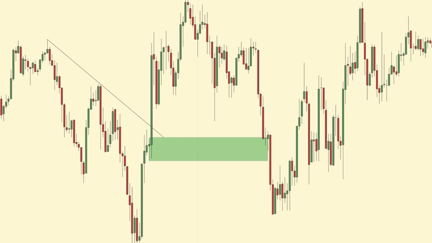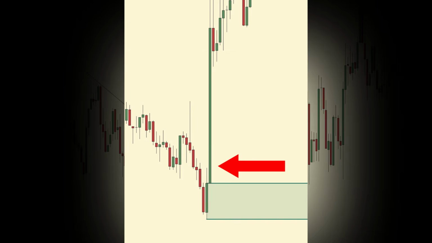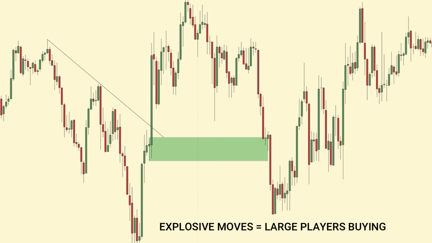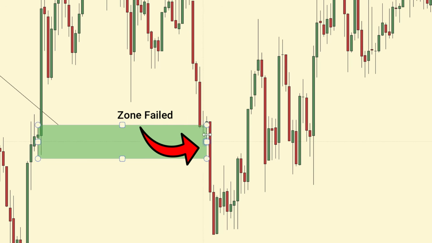And really quick, guys, remember, these zones need to have explosive candles to the upside. No little basing, little boo-boo candles on the way out. We need explosive moves, which indicate institutional buying. So we had this zone here, and look at that. This zone failed miserably. I mean, we did base out a little bit here first, but it failed.